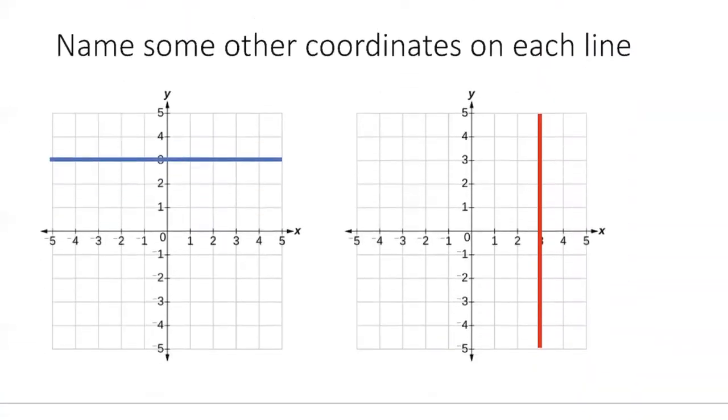So now what I'm going to do is you're going to pause the video and I want you to write down 2 other coordinates that are on this blue line and 2 coordinates which are on the red line. Off you go.